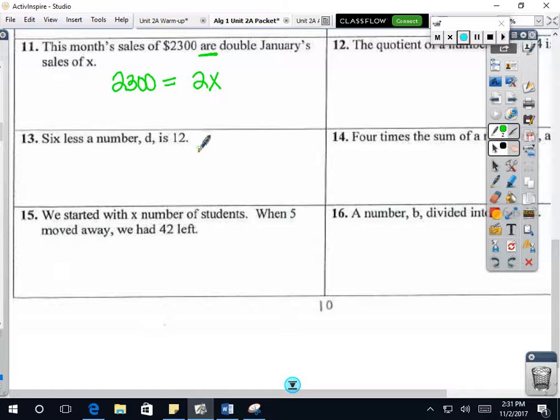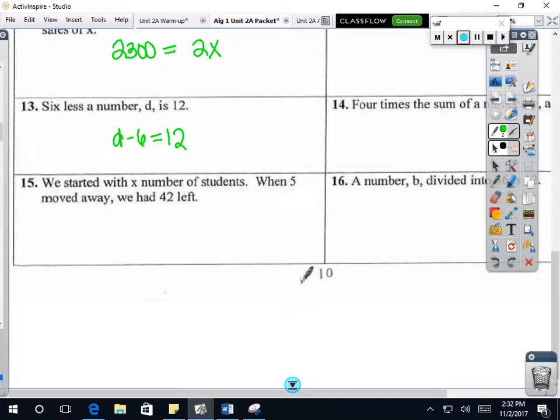6 less than the number D is 12. No. D minus 6 equals 12. Why does subtraction matter? What property is subtraction not? Commutative. Okay, the only two properties that we've talked about that are commutative are what? Addition and multiplication, because with those, order doesn't matter. You're going to get the same answer. But with subtraction and division, it does matter. They are not commutative.